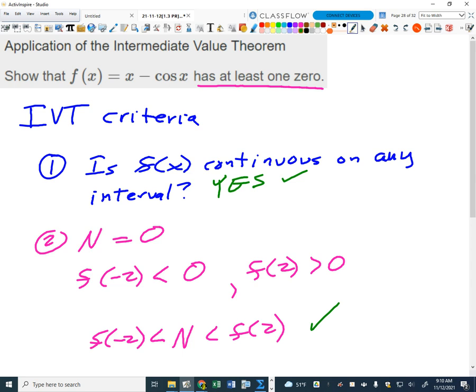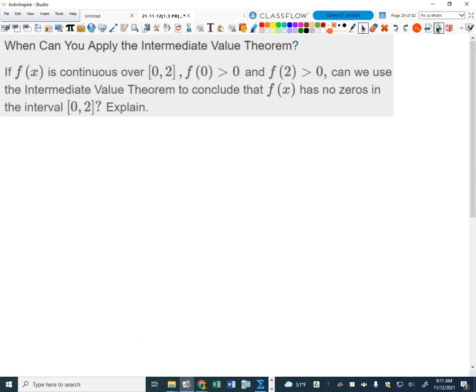Give me thumbs. How are we doing on that? Okay, this one's going to be okay, read through that, and then vote with your thumbs. So the question is, can we use IVT to conclude that f of x has no zeros in the interval 0 to 2? Thumbs up or thumbs down?